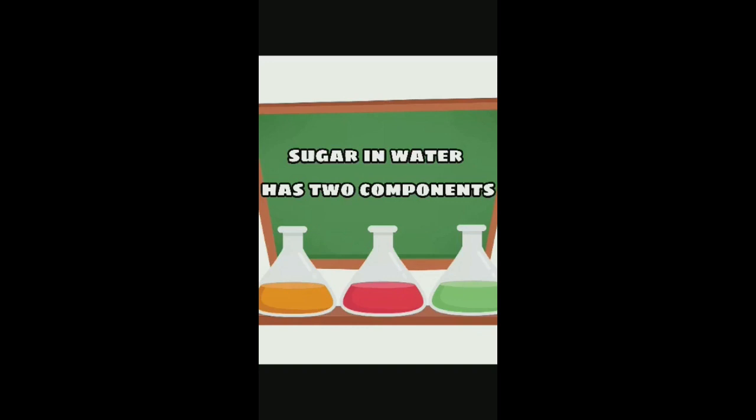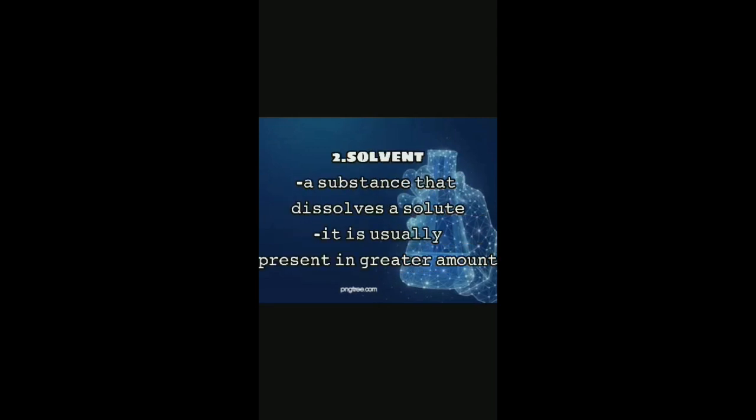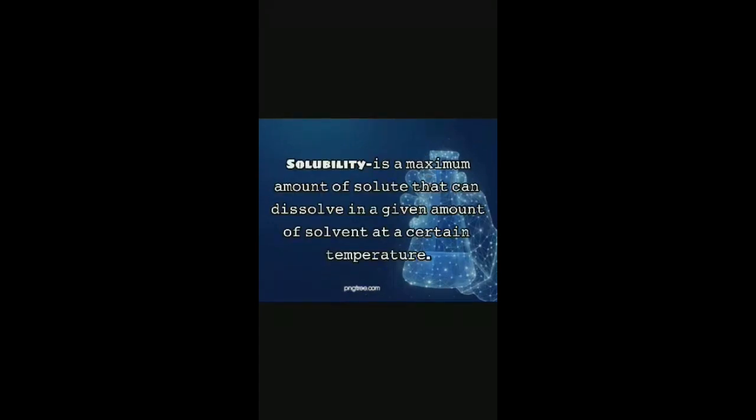Solution, like sugar in water, has two components. The two components of a solution are: number 1, solute, the substance that dissolves in the solution. It is usually present in a small amount. Number 2, solvent, a substance that dissolves a solute. It is usually present in greater amount. Solubility is the maximum amount of solute that can dissolve in a given amount of solvent at a certain temperature.